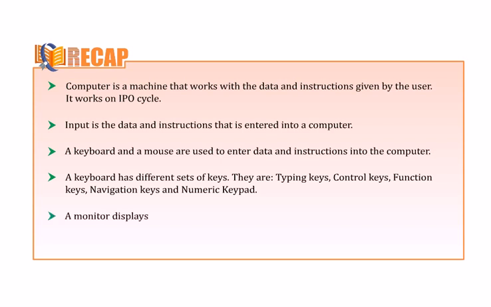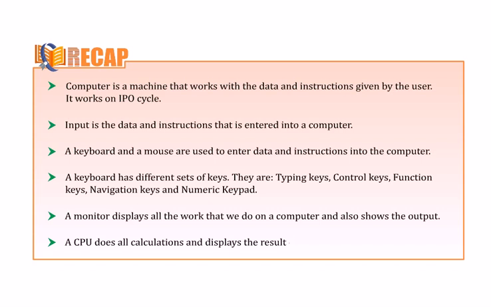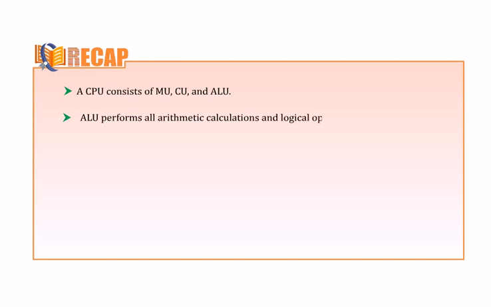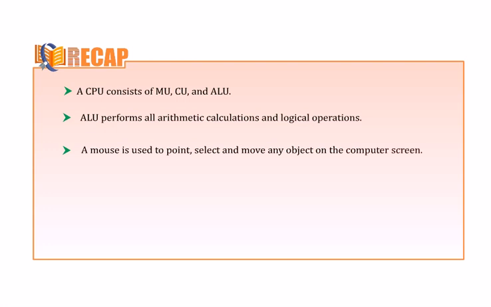A monitor displays all the work that we do on a computer and also shows the output. A CPU does all calculations and displays the result on the monitor. A CPU consists of MU, CU, and ALU. ALU performs all arithmetic calculations and logical operations. A mouse is used to point, select, and move any object on the computer screen. The output printed on paper using a printer is called hard copy.